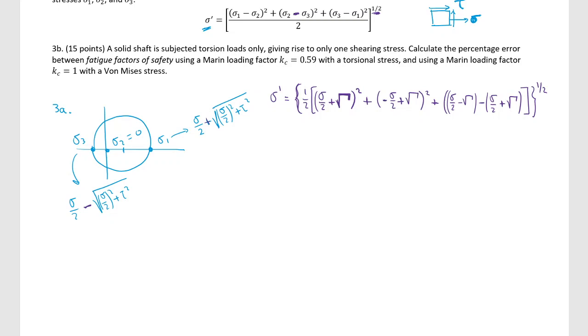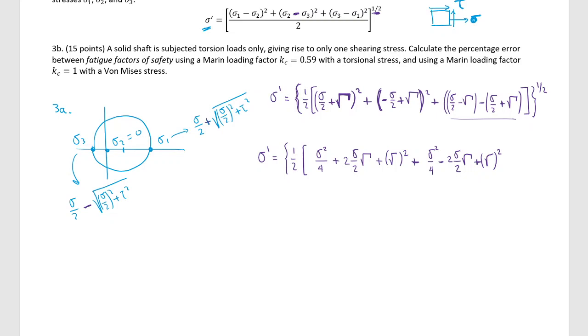So sigma prime is 1/2. First term is going to be a plus b squared, so a squared plus 2ab plus b squared. So basically, the square root squared plus a minus a plus b squared. So minus a squared minus, because there's a minus 2b, minus 2ab plus b squared.